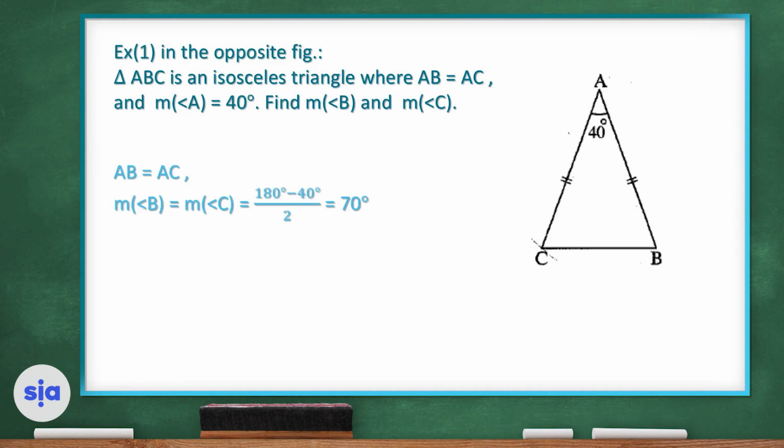So 180, I subtract from it the 40 degrees, which will be 140. I divide it by two equal angles, then each of these angles is equal to 70 degrees. As we just explained, if AB is equal to AC, then the two angles, each of them is 180 minus 40 divided by 2, which is 70 degrees.